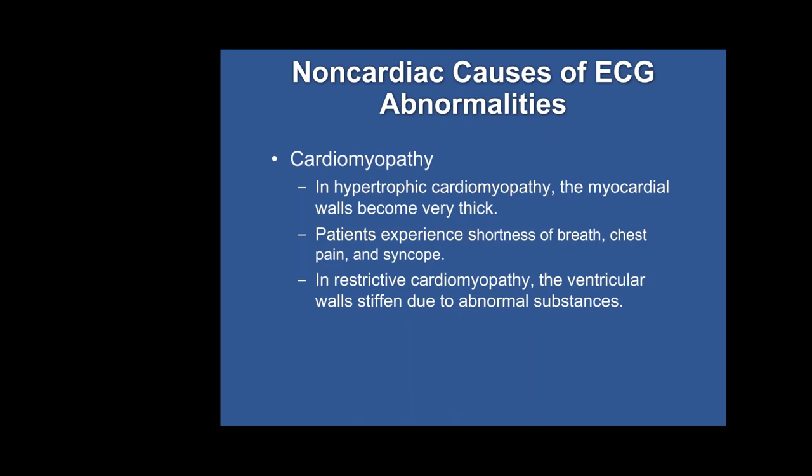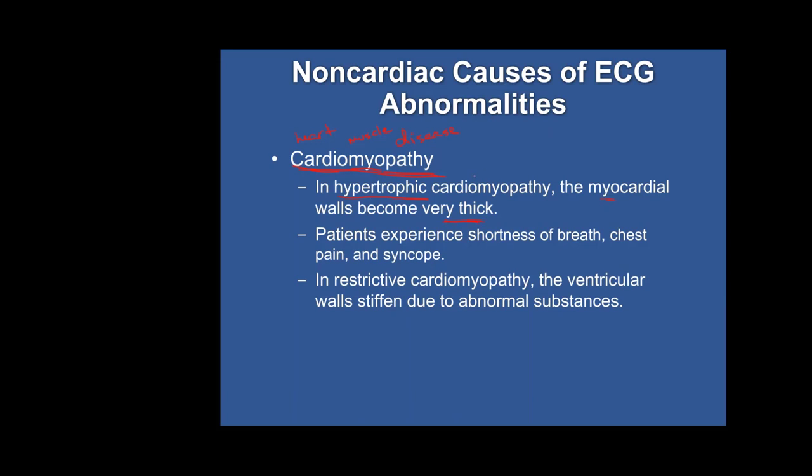Cardiomyopathy. So pathy on the end of a word is in the presence of disease. Cardio, we obviously have heart, and then myo is muscle. So heart muscle disease, generically, is cardiomyopathy. It's a very umbrella term. They can use it to encompass a few different things. One of them is hypertrophic cardiomyopathy, which is where our myocardium wall becomes very thick.